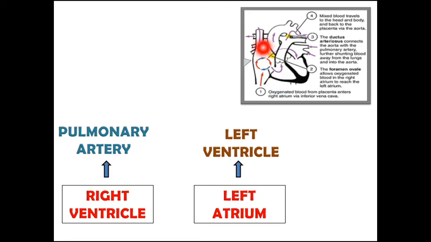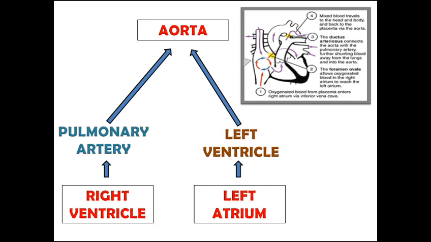You can see here, from this right atrium, the blood can come into the right ventricle, and then from the right ventricle it will go to the pulmonary artery, and from the left atrium it can come into the left ventricle. Then from the pulmonary artery and from the left ventricle, both of these will join into the aorta.